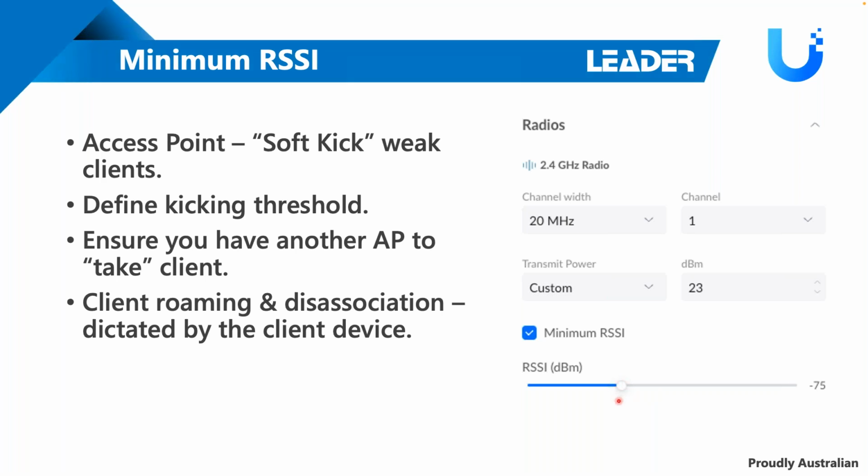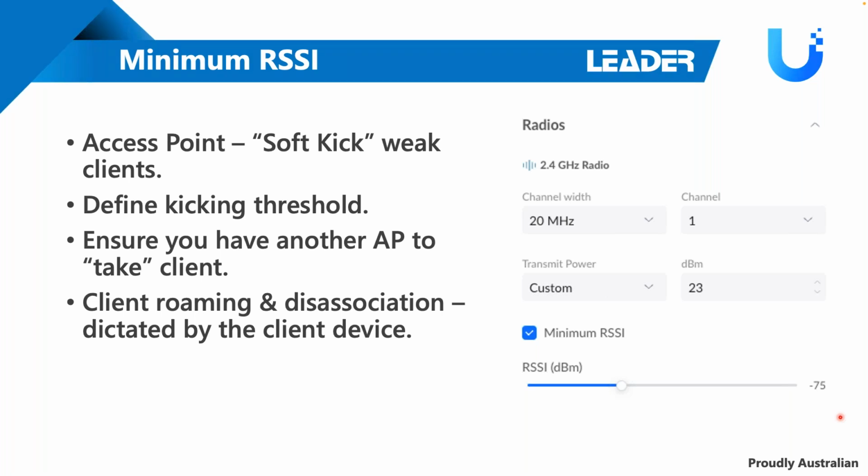So in this example, I've set mine to minus 75. In other words, as soon as my cell phone goes to minus 76 or minus 77 signal strength, the access point will send a disassociation request. The client device then decides whether it's going to move to something else or not. It cannot hard kick or force that client off, but it's pretty effective in modern cell phones and modern laptops.